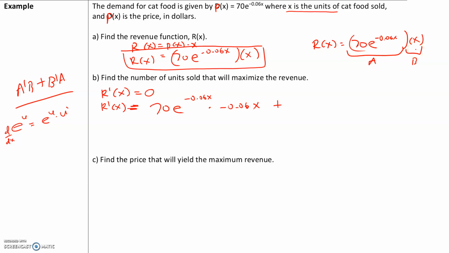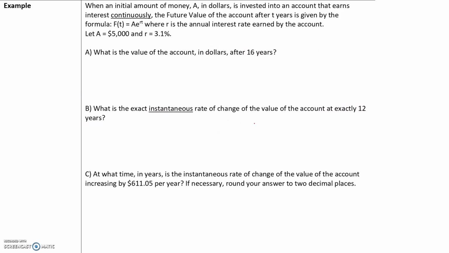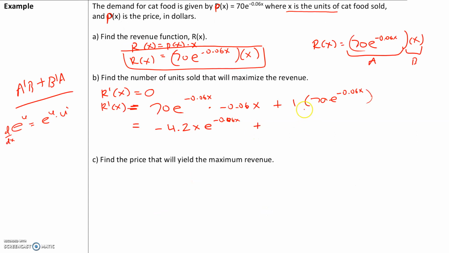The derivative of x is just going to be 1, so b prime is going to be 1, and we're going to multiply that by a, which is 70 e to the negative 0.06x. Let's simplify this. If I multiply 70 times negative 0.06, it is going to give me negative 4.2. There's still an x, so I have negative 4.2 times x, and then I still have the e to the negative 0.06x. Plus 1 times all of that is going to be 70 e to the negative 0.06x.